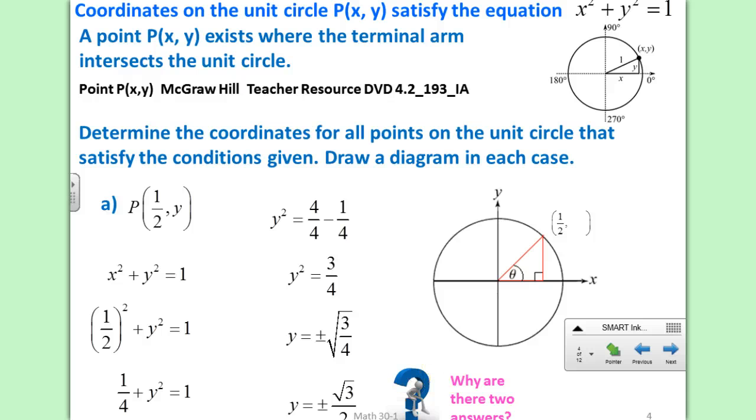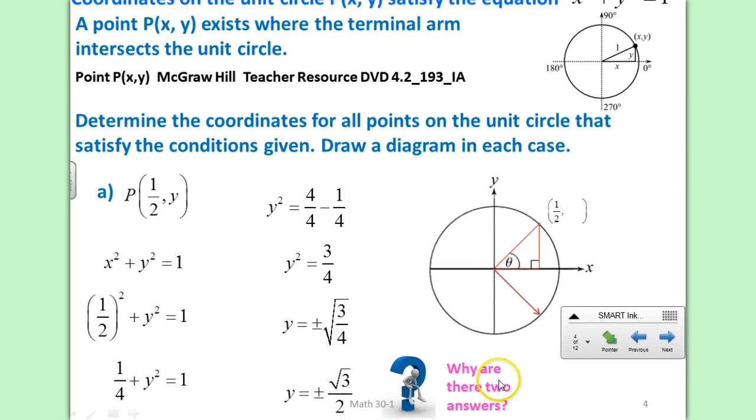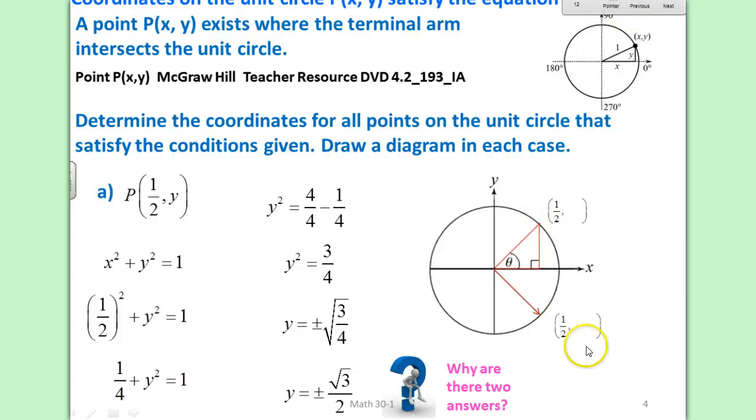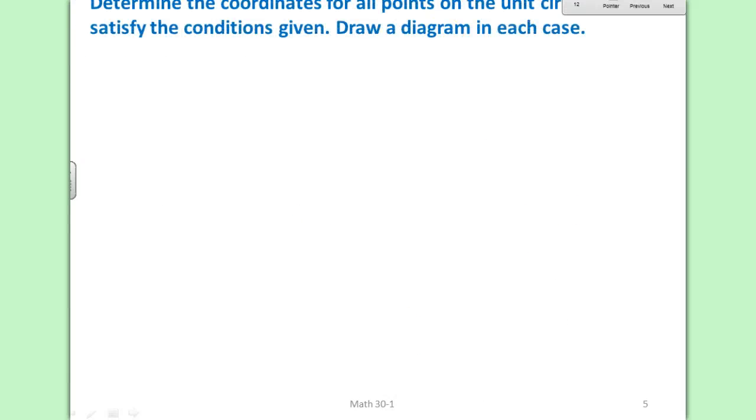But why are there two answers? Well, there are two answers because having an x value of 1/2 means that it could be in two different places. It doesn't have to be up high. It could also be down low as well. And if it was down low, then it would be (1/2, minus root 3 over 2). So when you're asked about conditions like this, you have to consider all possibilities and be careful as you draw your diagram to consider, wait, if the x value is 1/2, it doesn't just have to be up, it could also be down. And the math of it, taking square roots, you have to take both the positive and negative square roots, okay?